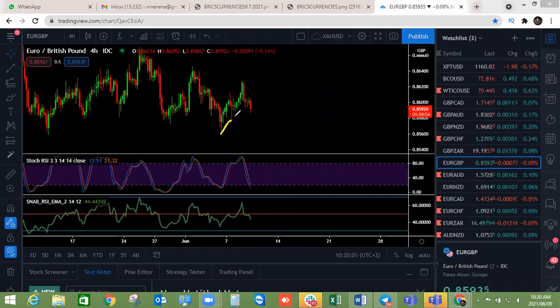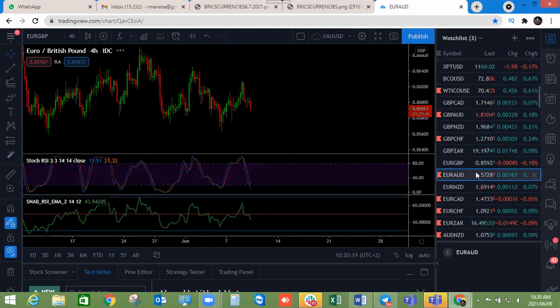Euro pound should continue to the downside as follows. Should break lower after confirmation, that's the 4 hour. So this should continue to the downside. We'll see downside there.